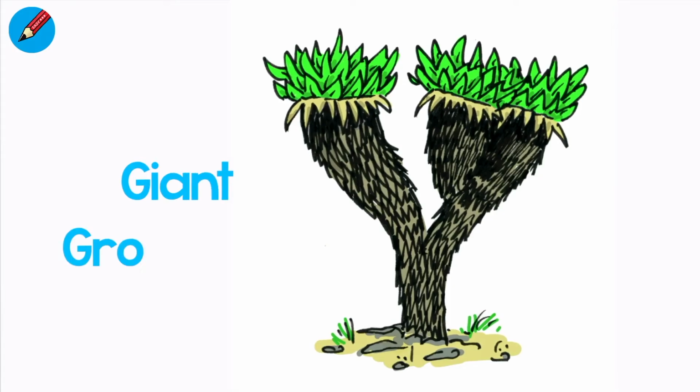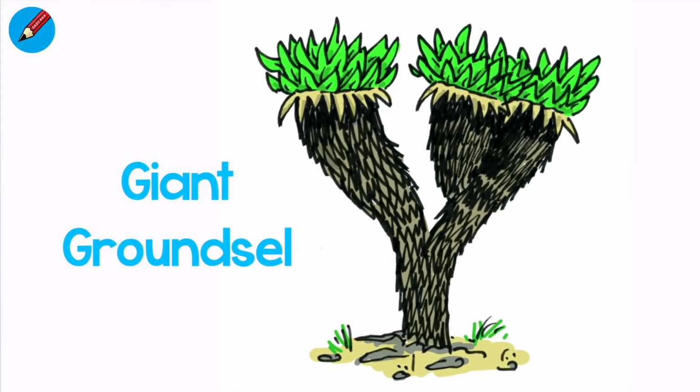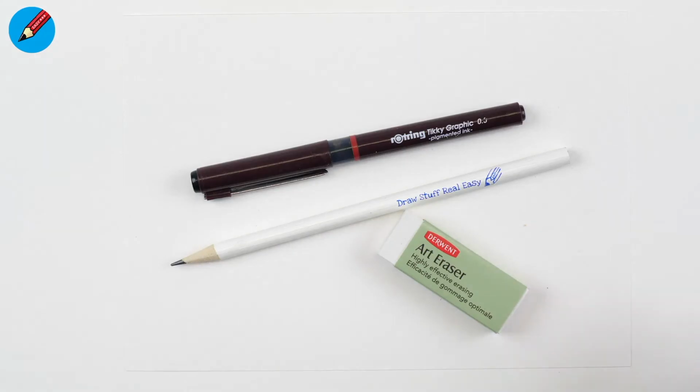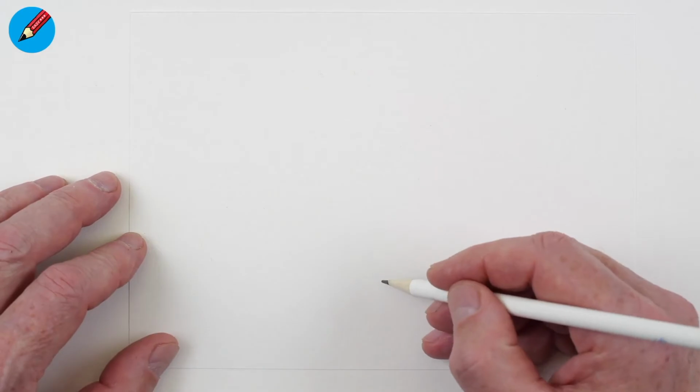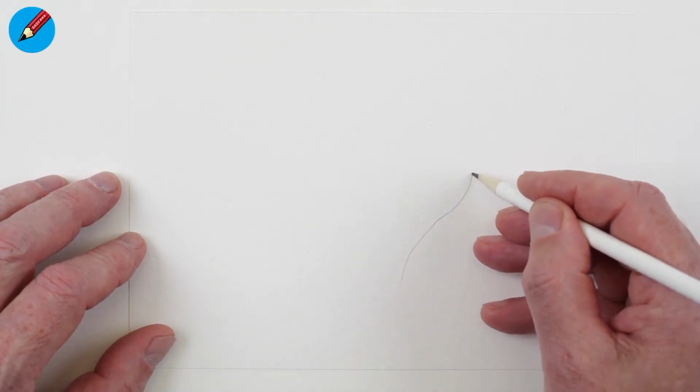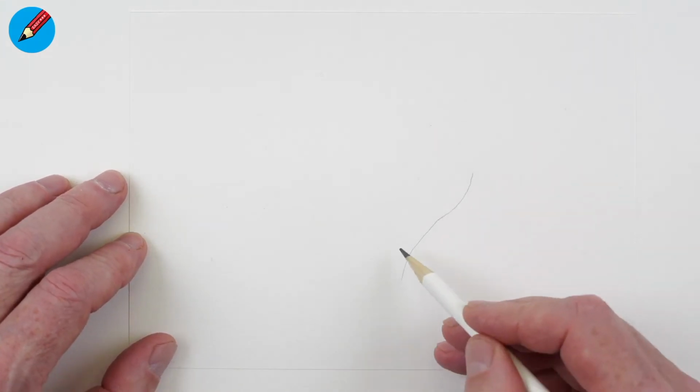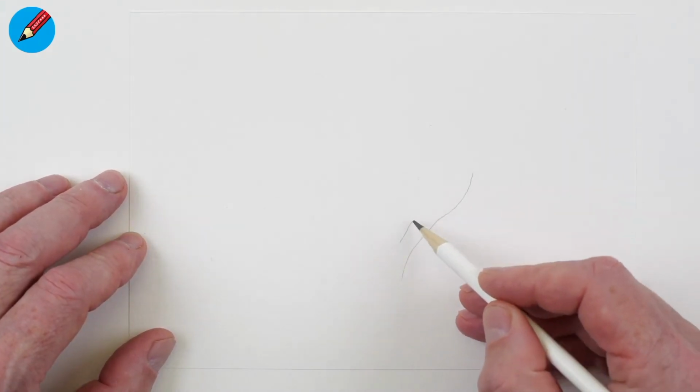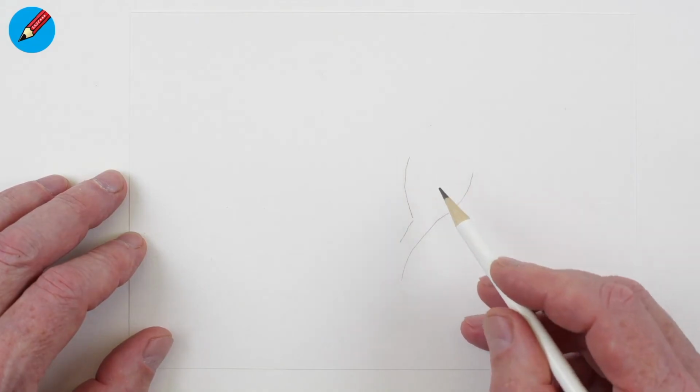Learn to draw a prehistoric tree that you can use in your dinosaur pictures. You'll need a pen and a pencil and an eraser. We're going to use the pencil to start off with to get the picture in the right position on the page. And we're going to do something like that, and then we're going to come out there.